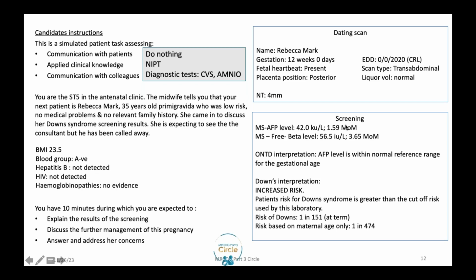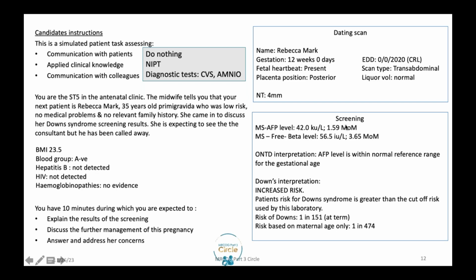and explain how it's done, who's going to do it, what the risks are, especially the most important risk of a miscarriage, risk of infection sometimes, how long the results will take, and what the results would be. It can either be inconclusive, meaning we don't have a result. It can be negative, meaning the baby doesn't have Down syndrome, or it can be positive, meaning the baby has Down syndrome. That's all you need to explain.